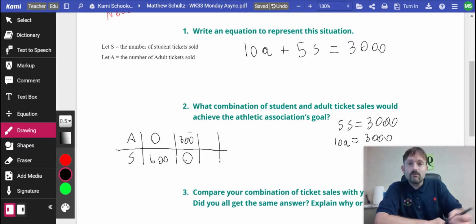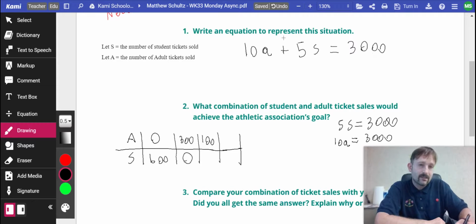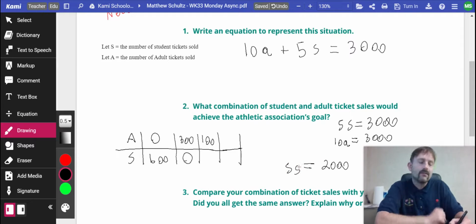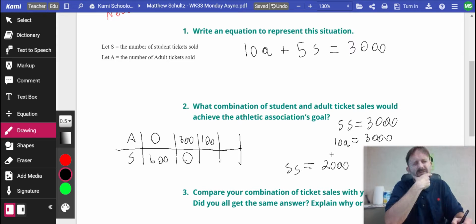Well, let's try 100. If I plug in 100 for adult, 100 times 10 is 1,000. So it'll be 1,000 plus 5S is equal to 3,000. If I subtract 1,000 on each side, I get 2,000 is equal to 5S. If I divide by 5 on both sides, I'll get 400.